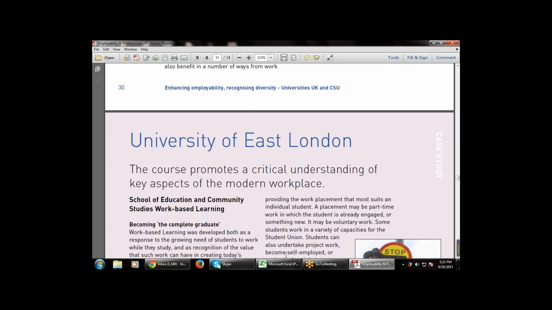Then this is one of the examples from the University of East London. This course promotes a critical understanding of key aspects of the modern workplace, and it is used together with employability skills at the University of East London.